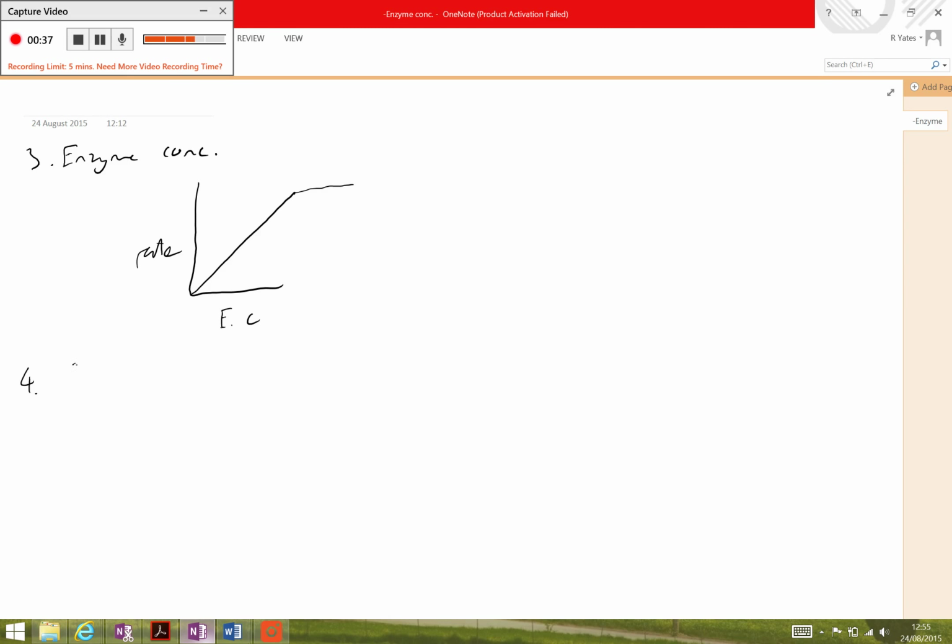And your fourth one is your substrate concentration, and that graph will look a little bit like this. So you've got your substrate concentration here, your rate. The more substrate you put in at the beginning, the faster the rate, but then it will level off, basically because all the enzymes' active sites are occupied. So no matter how much more substrate you put in, it's not going to make any difference.